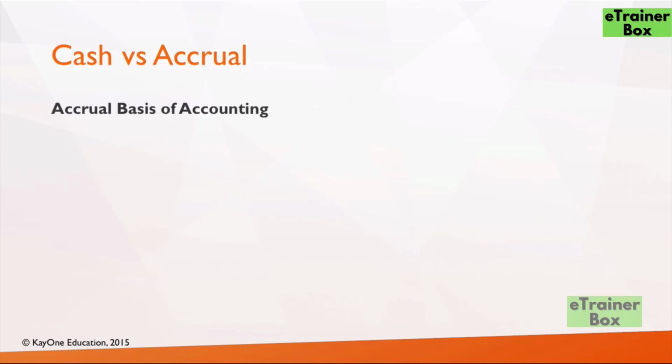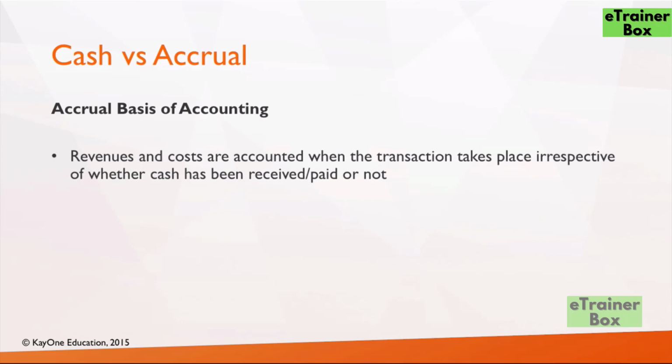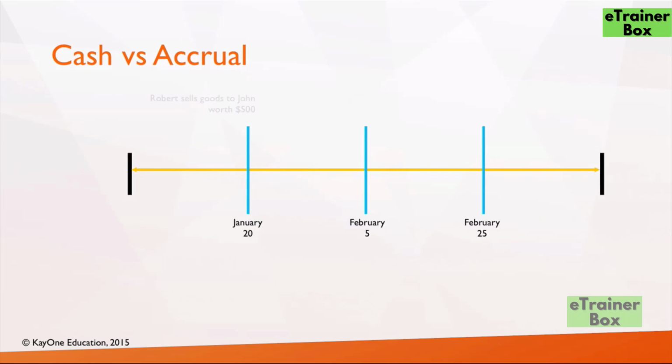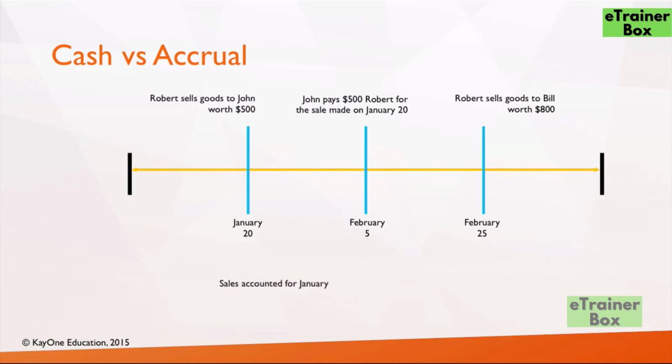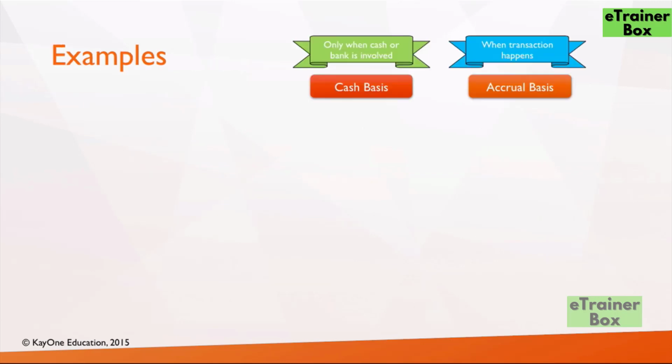The next concept is the accrual basis of accounting. Under this accrual basis, revenues and costs are accounted as and when the transaction takes place and not when cash is actually paid or received. So under the accrual basis of accounting, the sales for January is the sale that actually happened in January, irrespective of whether cash was received or not. So the transaction of Jan 20th is accounted as a sale. Similarly, for the sales for February, the transaction for $800 which happened on Feb 25th is accounted as a sale.